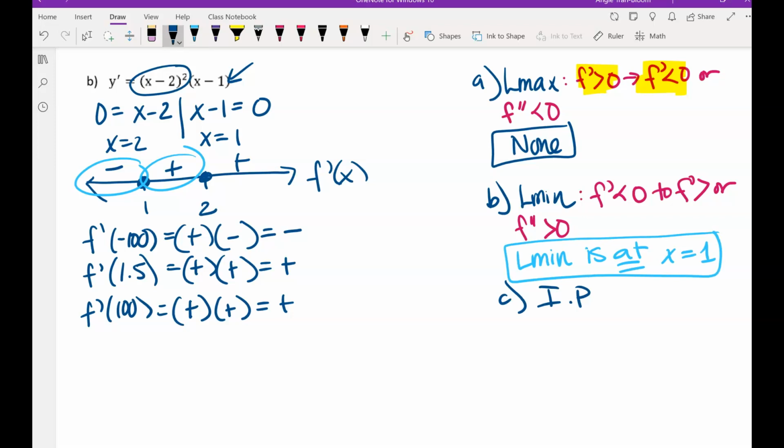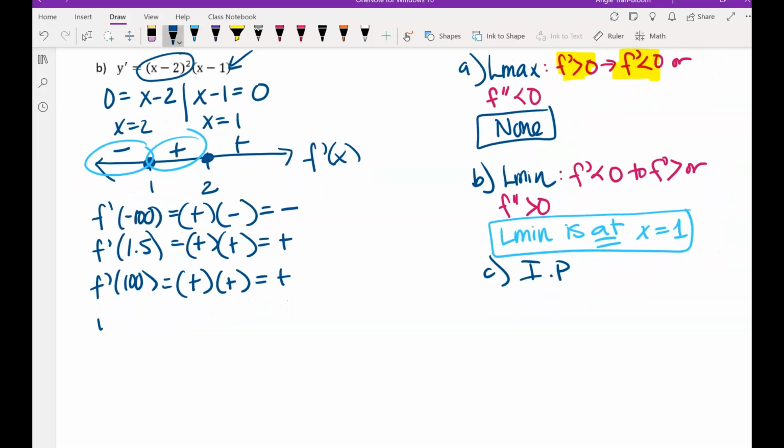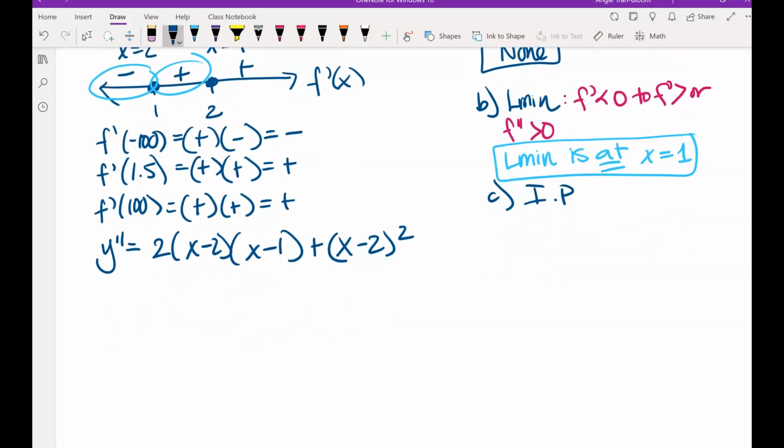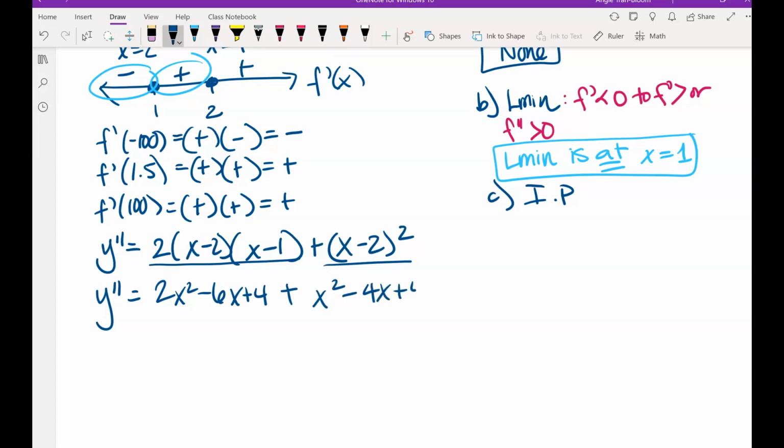Well, for the inflection points, we would definitely need the second derivative. Are you ready? So for the second derivative, u prime is 2 times (x minus 2) times v, and then plus u times v prime. v is x minus 1, and the derivative of that is just going to be 1, so we are just left with this. Let's distribute. So y prime prime equals, if I were to distribute that, I would get 2x squared minus 6x plus 4. Distribute that, we would get x squared minus 4x plus 4. And combine like terms, so 3x squared minus 10x plus 8.